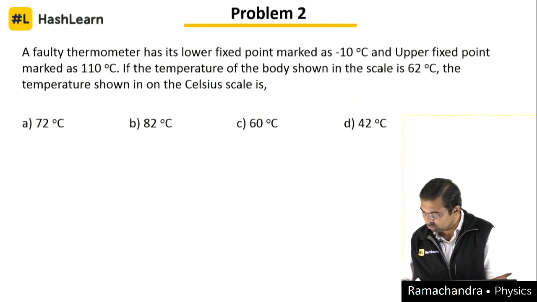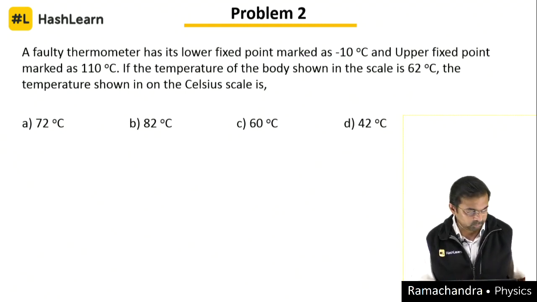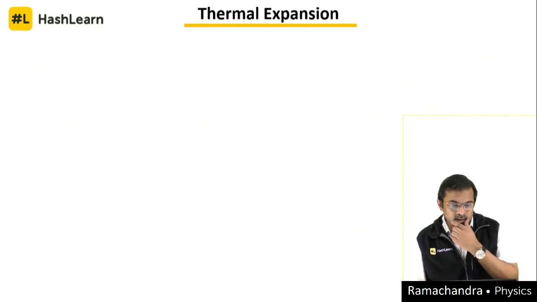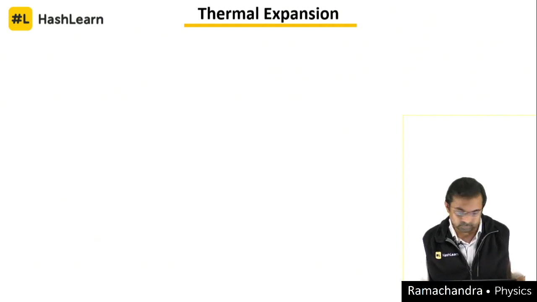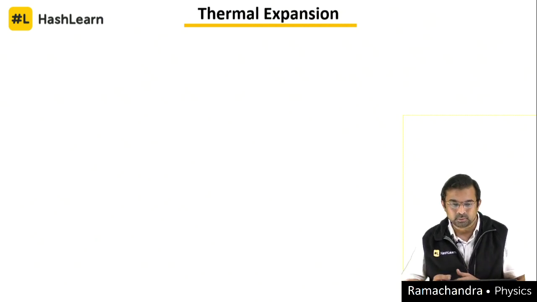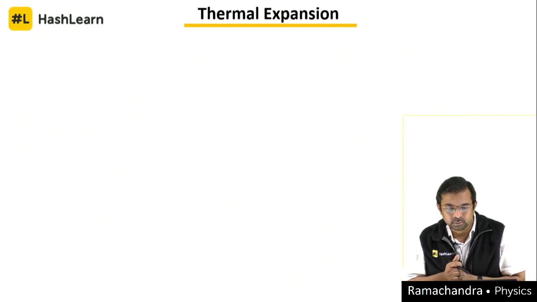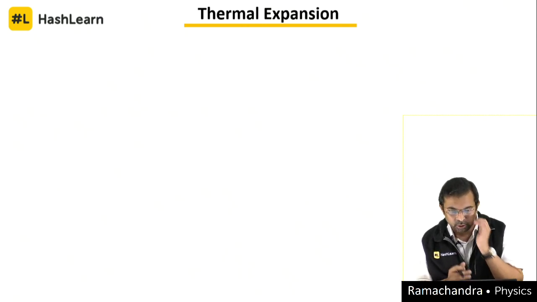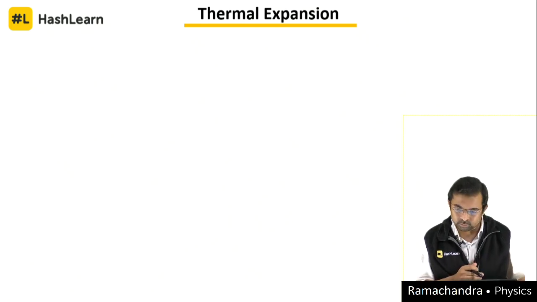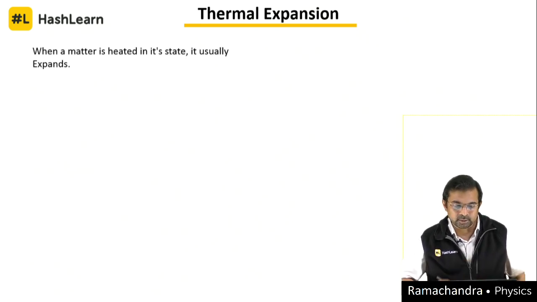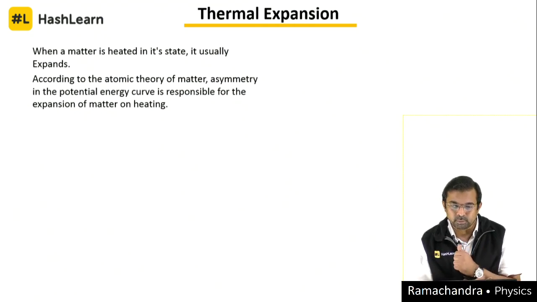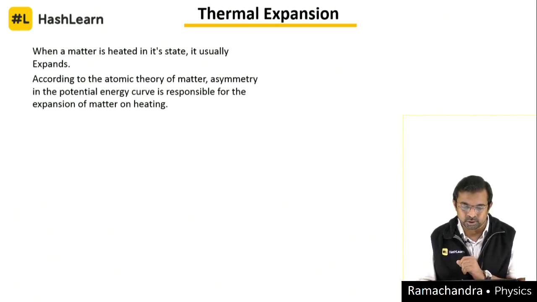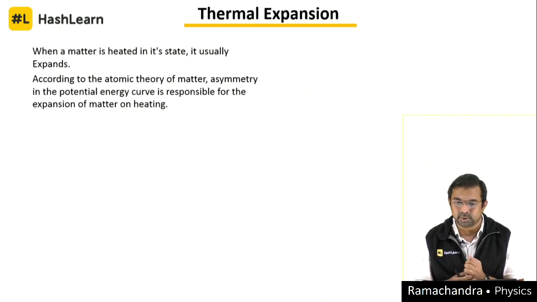So next, let's take up this thermal expansion. Now we know that whenever we heat an object, we know that they are going to expand. So this expansion, we say that it is due to a particular explanation, that according to the atomic theory of matter, there is an asymmetry in the potential energy curve which is responsible for this expansion of the matter.